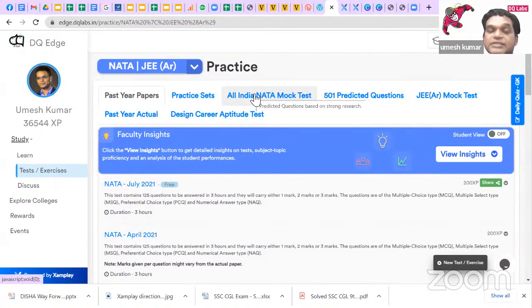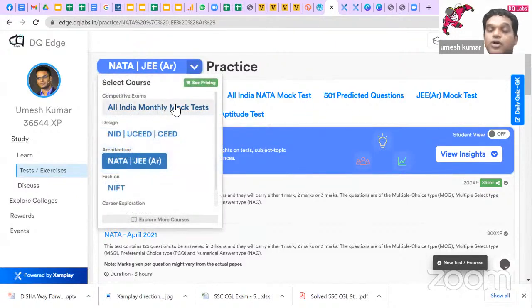Wherever there is the All India monthly mock test, please attempt that also. The All India monthly mock test is a separate course by itself. Somebody was asking, is it by default? No, it is not by default.